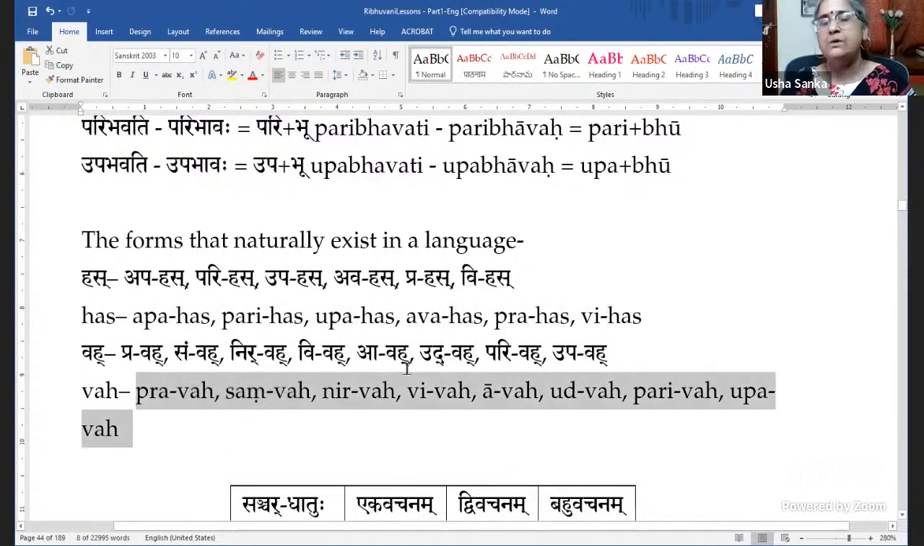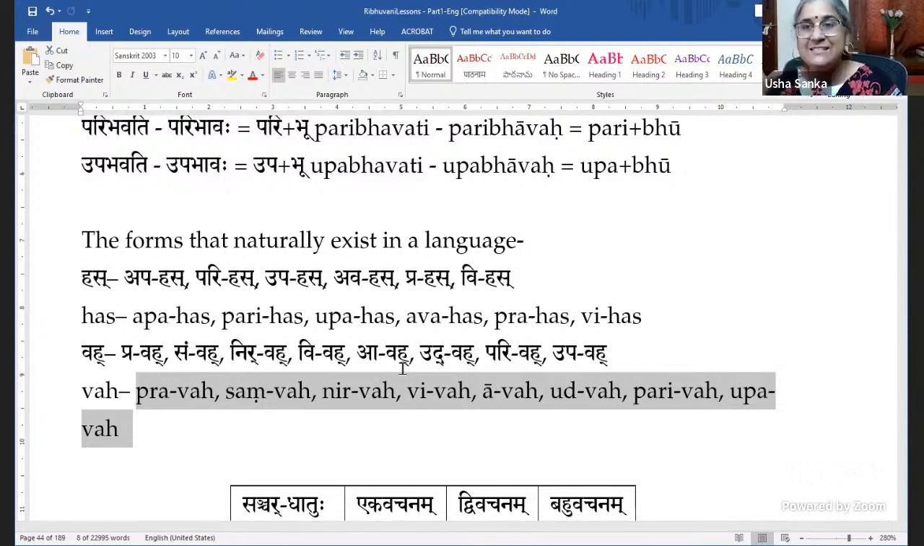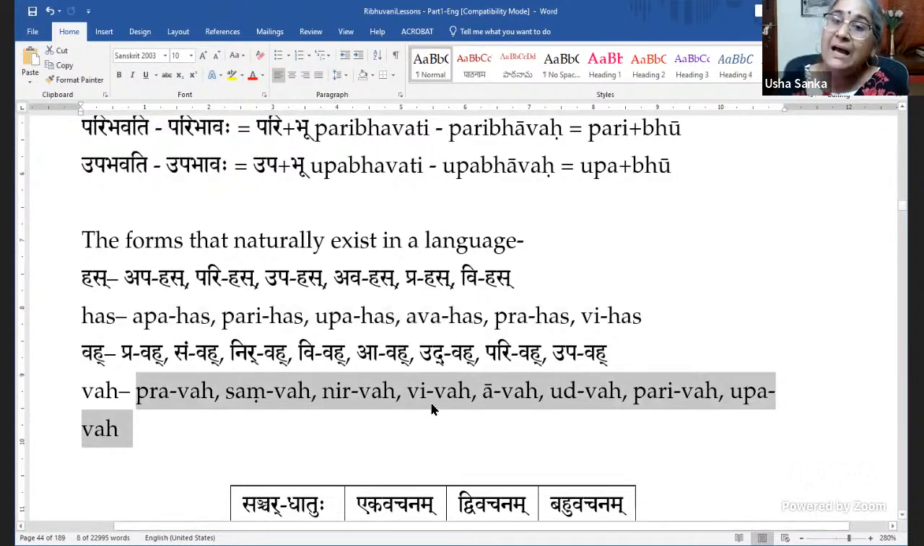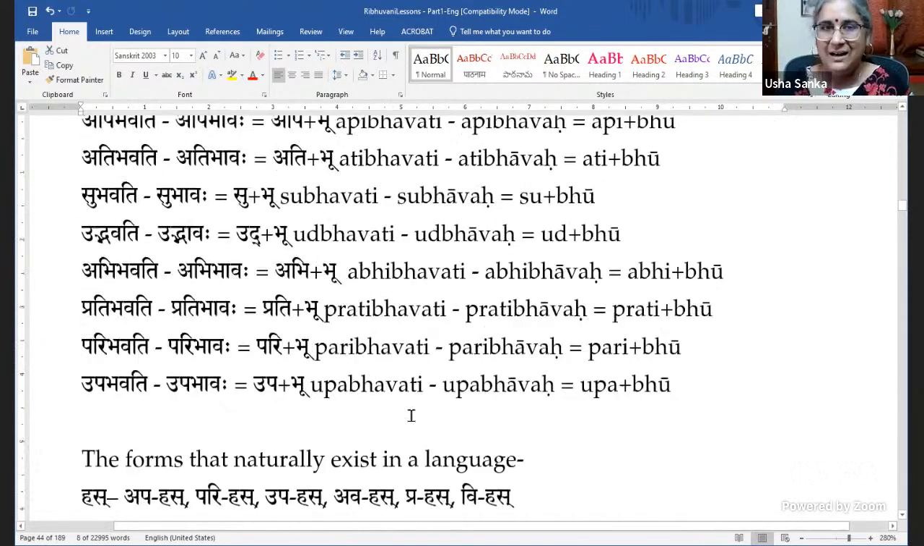Same with vaha. I go to the Cologne website, I take the Apte Sanskrit to English dictionary, I go to the advanced search, I put suffix as the parameter, then I put vaha as the word. It gives me all the words which have vaha as the second part. So that will give me all the upasarga-added words. That is how I collected all these forms.